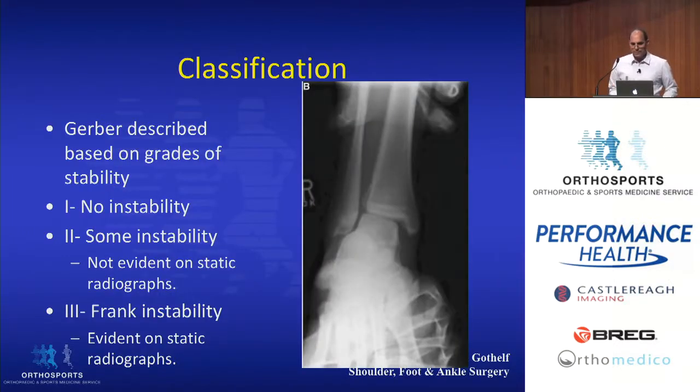This type of injury we've classified into 3 stages. Classification 1 means that there's pretty much no instability and the ligaments were mostly stretched but not ruptured. Type 2 is when there's some instability. Usually you'll see this on dynamic radiographs, but not on static radiographs. And type 3s are frank instability, where you'll see gross instability of the ankle.